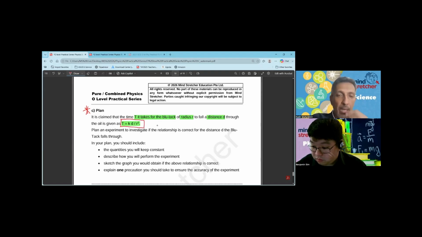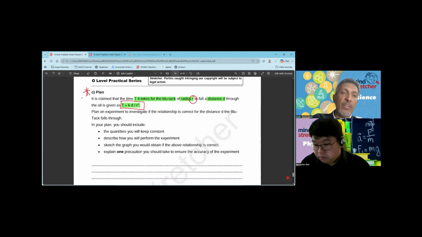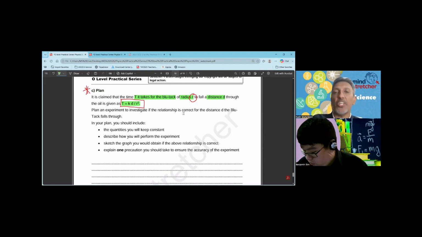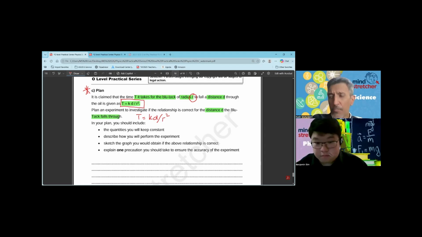So the time it takes for the blue tack of radius r to fall through a distance d is given by this. Now they say plan an experiment to investigate if the relationship is correct for the distance d the blue tack falls through. So you want to check whether this equation is true for the blue tack when it falls through the distance d.